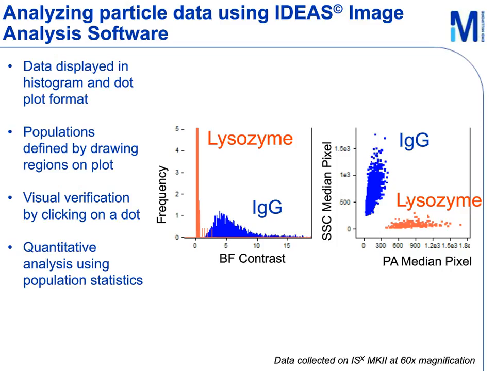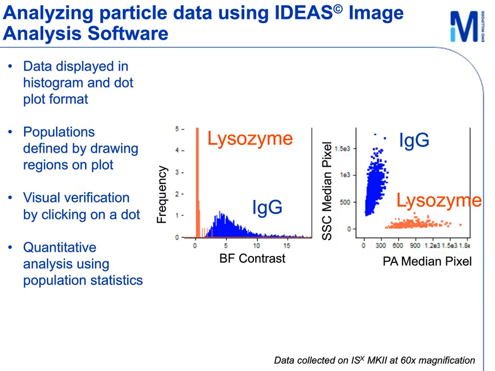Using these dot plots and histograms, the user can then apply regions to the plots in order to define populations. One nice thing about the software is that imagery is linked to the plots, so it's possible to click on any bin in a histogram or dot in a dot plot in order to see the associated imagery, which is a very useful tool to visually validate the features used or positions of regions.